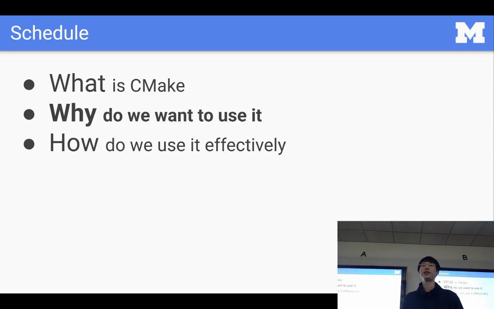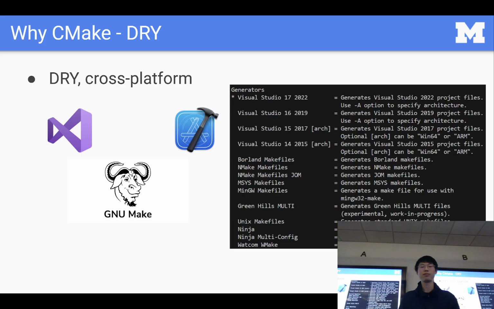Cool. Why do we want to use CMake? We have already mentioned one idea, that is DRY, don't repeat ourselves, because CMake allows us to do some cross-platform things, and we only need to write one scripting text file, and then CMake will generate lots of platform-dependent things for us. It's dirty work that is automatically done by CMake.